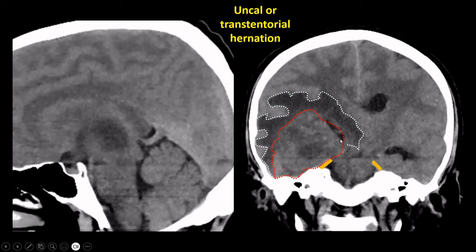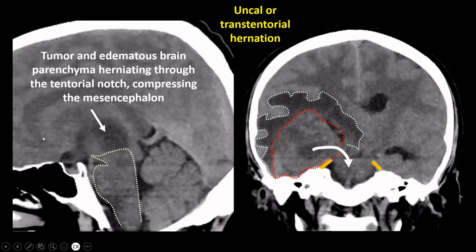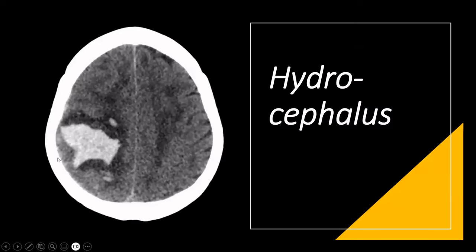And we see that the brain parenchyma is herniating over the tentorium on the right side. In the mid-sagittal plane, we would normally expect to see third ventricle over here. Instead, we see part of the tumor causing compression of the surface of the midbrain.